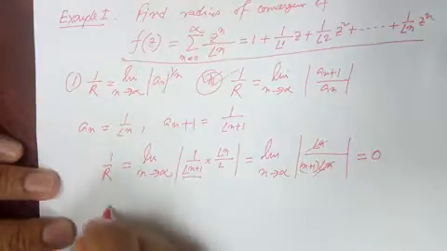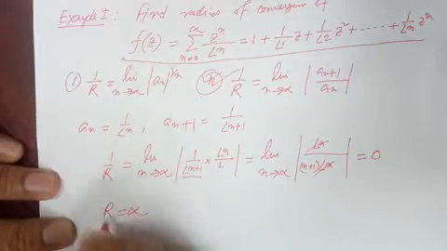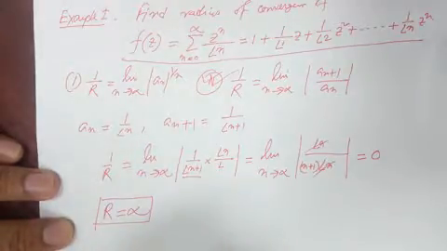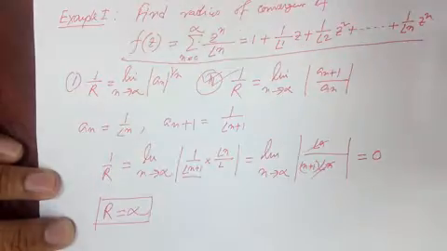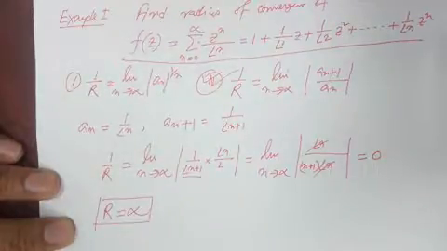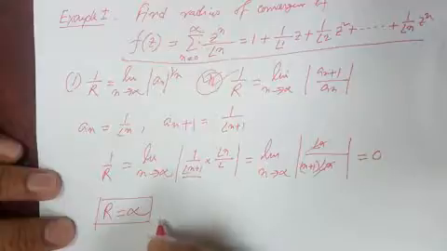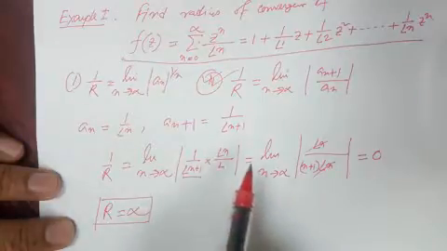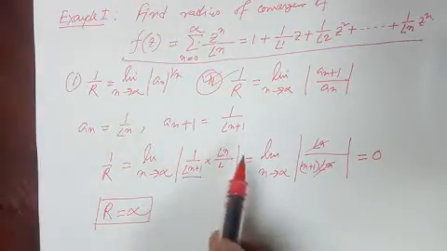If it is 0, then the radius of convergence is infinity, and this means that the radius of convergence of this power series is infinity. On the other hand, we can say that any value of z in this series will converge on the whole complex plane.